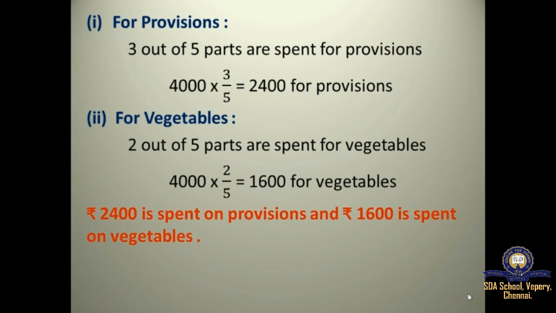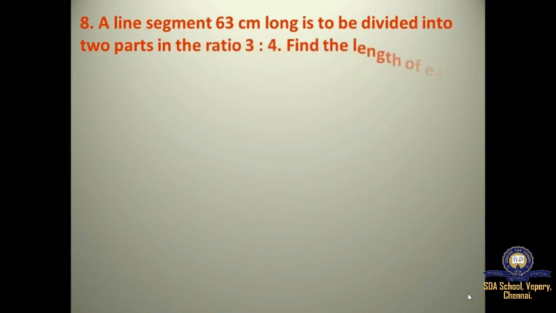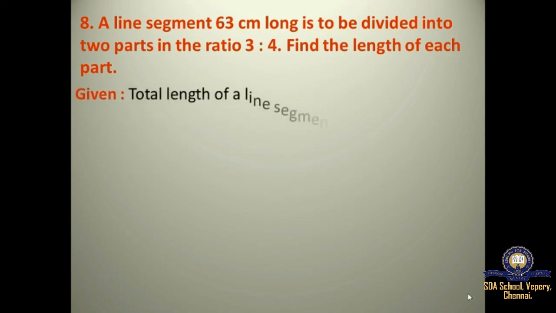Got it, students? For provisions it is 3 out of 5 parts, and for vegetables it is 2 out of 5 parts. Now we'll move to the last sum. A line segment 63 centimeter long is to be divided into 2 parts in the ratio 3:4. Find the length of each part. What is given in the question? The total length of a line segment is 63 centimeter and the ratio is given, that is 3:4.